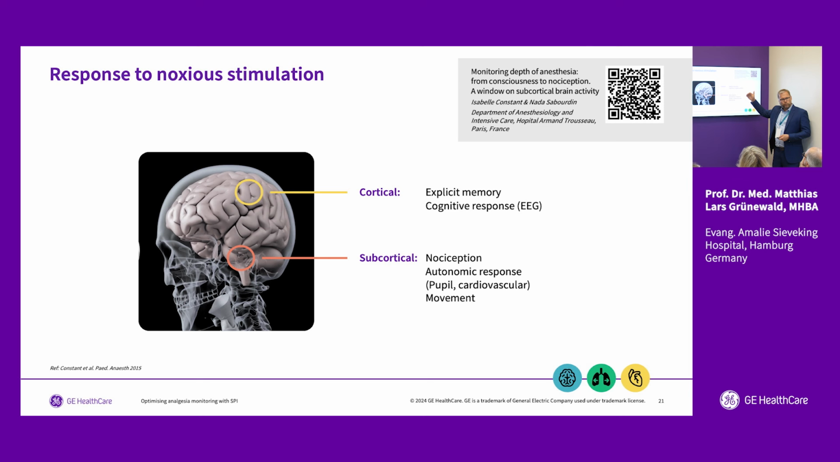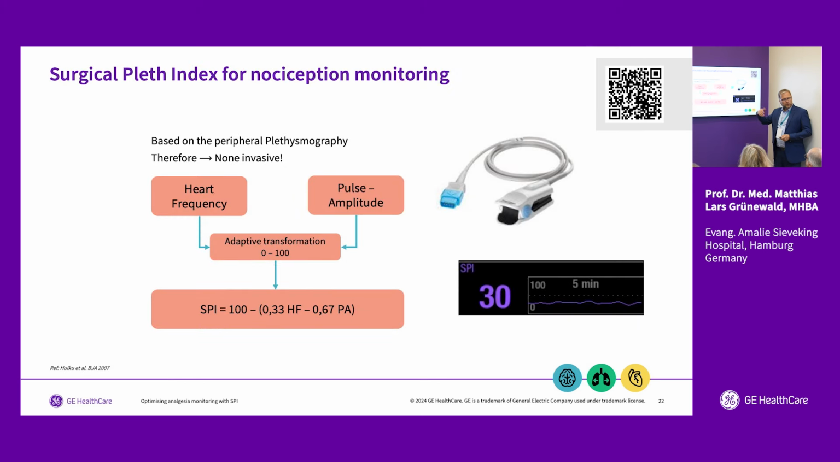In total, when monitoring nociception, you could use some of the cortical effects, but they are late and not very specific, using the EEG for that. Most of them are subcortical, as I've shown you before, and they are mainly based on autonomic and cardiovascular sympathetic responses of our body. This index, introduced 15 years ago, uses heart frequency and pulse amplitude, which is already included in your non-invasive measurement of oximetry. So this very simple index gives you an idea about the nociception and analgesia component of anesthesia.